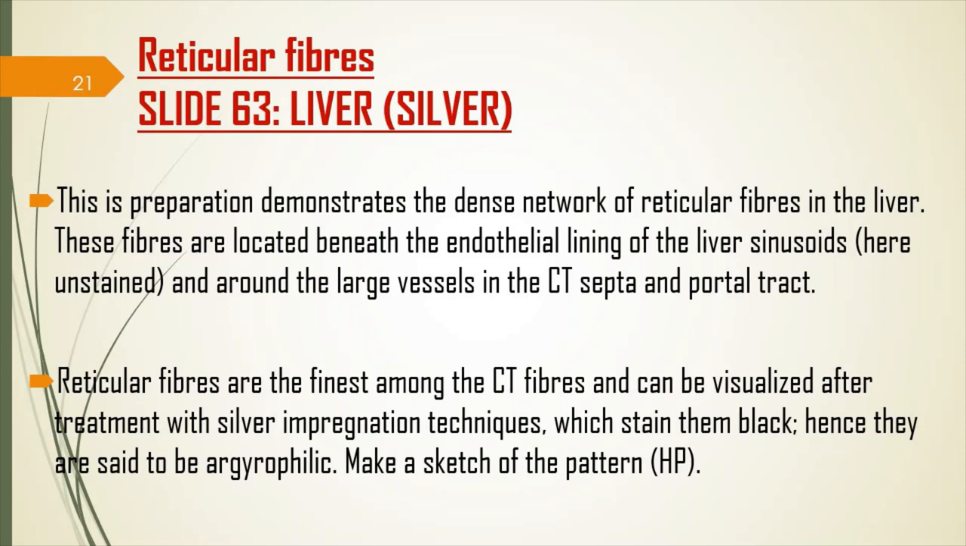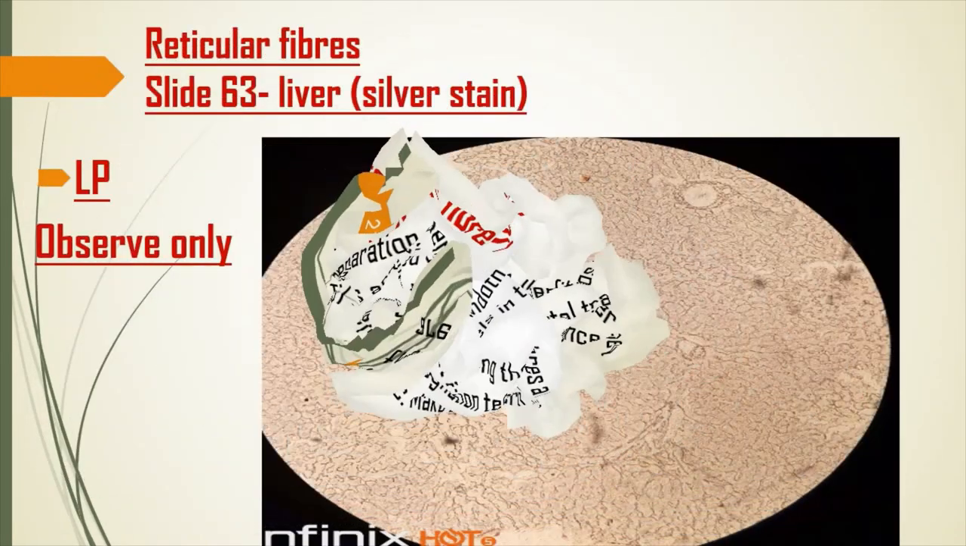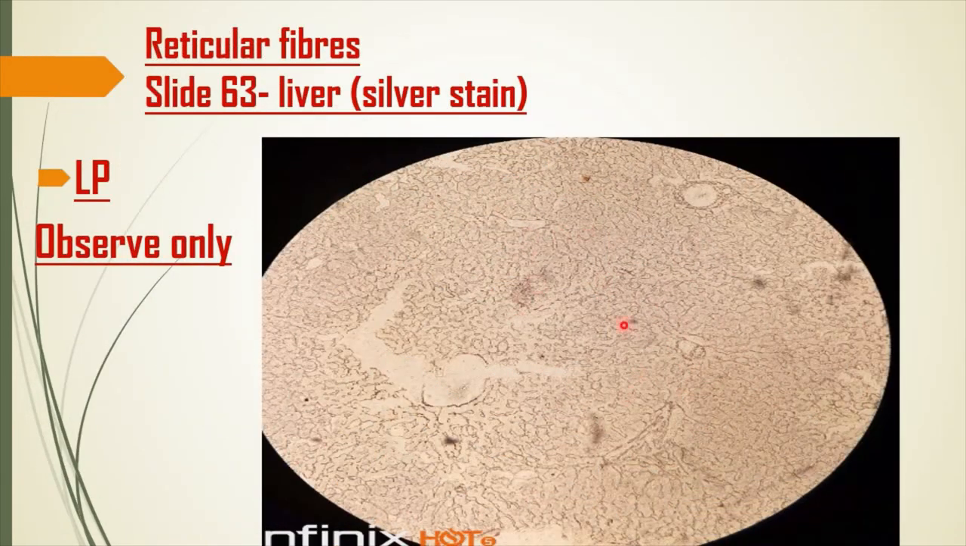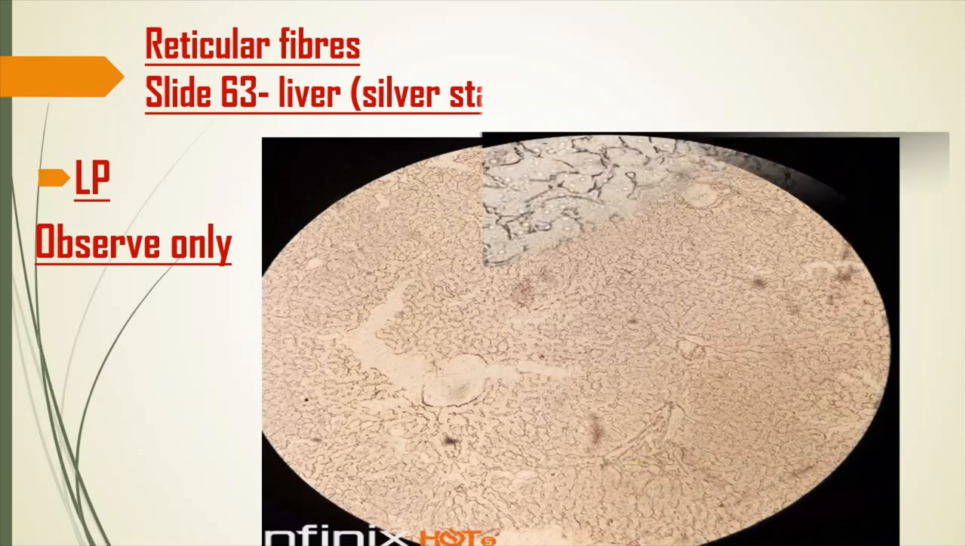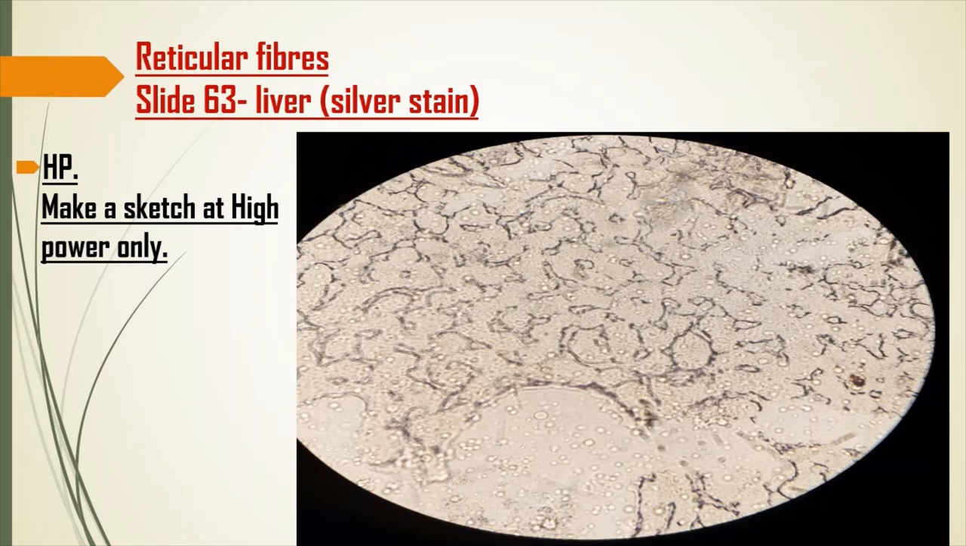You only sketch this one at high power. So this is low power here. This is how your reticular fibers look in the liver. But here you're just observing. And then you make a drawing at high power. So what you see here, these are the reticular fibers. Just draw a portion of it and label them to be reticular fibers. So this is where you see the reticular fibers in the liver using the silver stain.